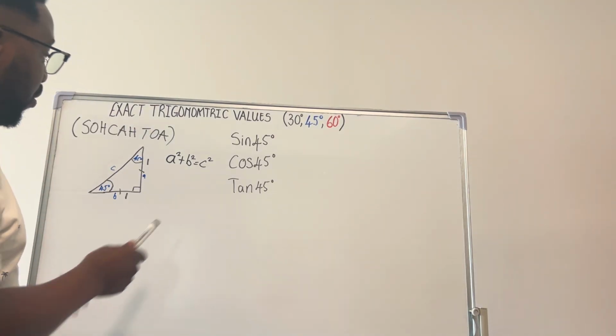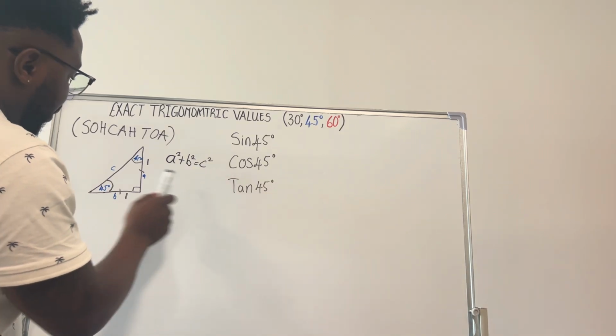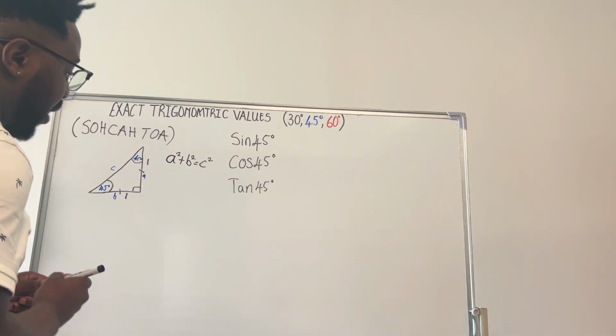Okay, so then now, using our Pythagoras here, we can see that our C is missing, right? So we have what?